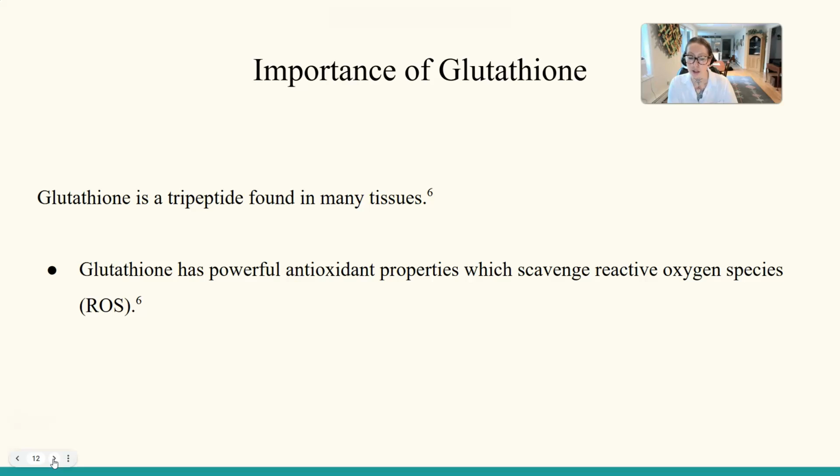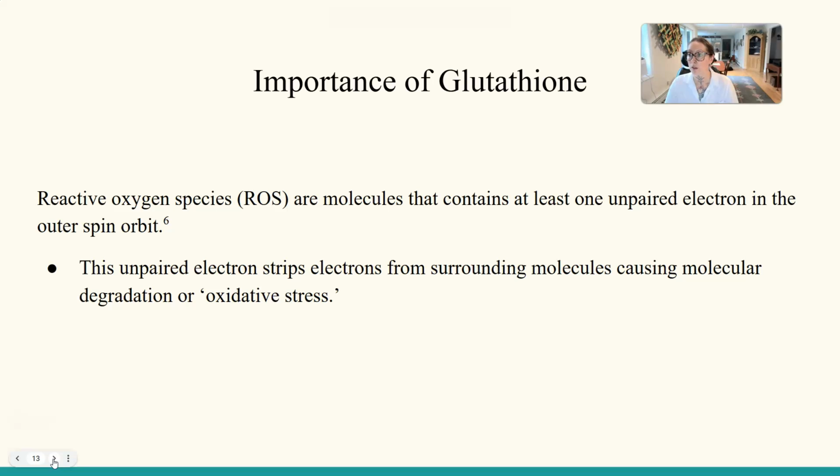Glutathione is crucial in the detoxification process of electrophilic xenobiotics and has powerful antioxidant properties which scavenge reactive oxygen species, which are referred to as free radicals. Reactive oxygen species are molecules that contain at least one unpaired electron in their outer orbit. This unpaired electron strips electrons from surrounding molecules, causing molecular degradation or oxidative stress.